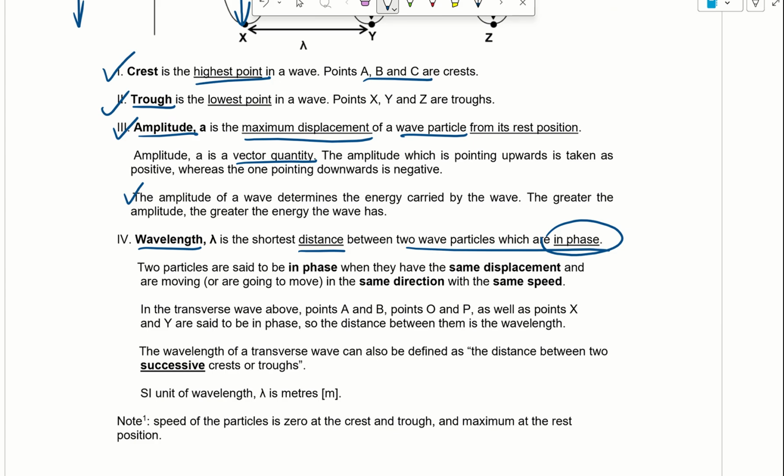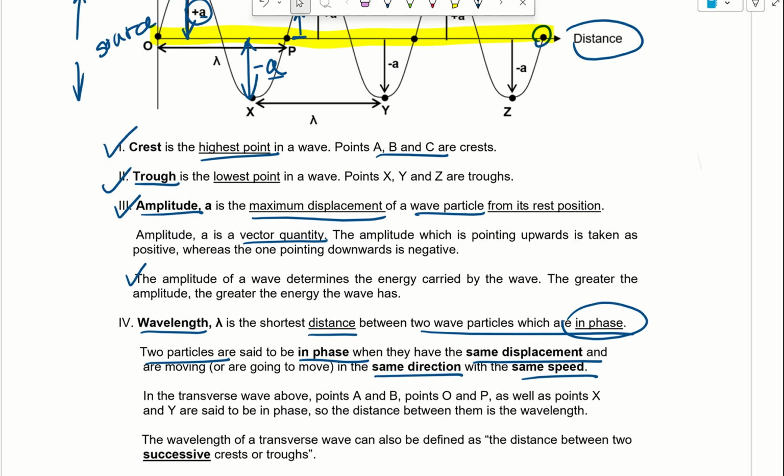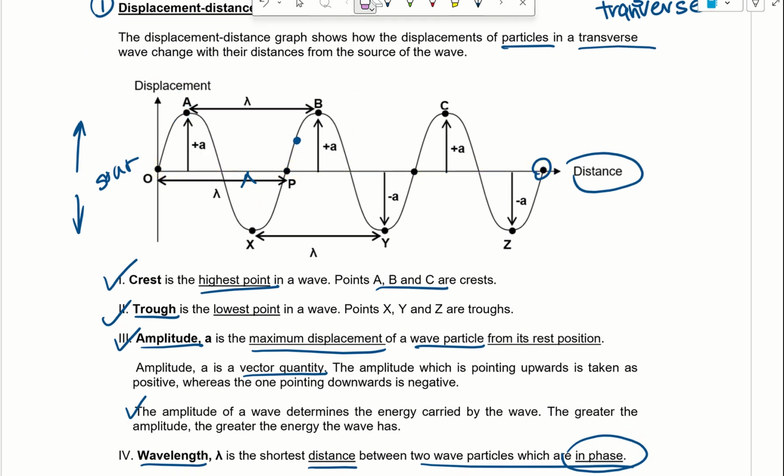Okay, in success criteria A, I said I will be going through what is in phase. Okay, so the meaning of in phase is that two particles are said to be in phase when they have the same displacement and are moving in the same direction with the same speed. So if I look at this wave, let me erase everything. If I look at this wave, A and B, they are in phase.